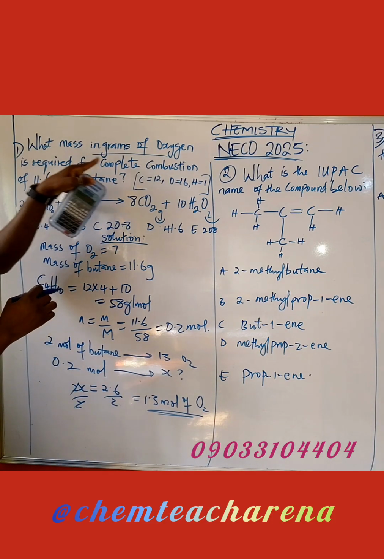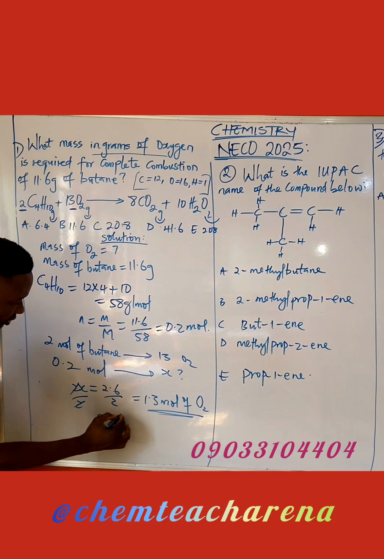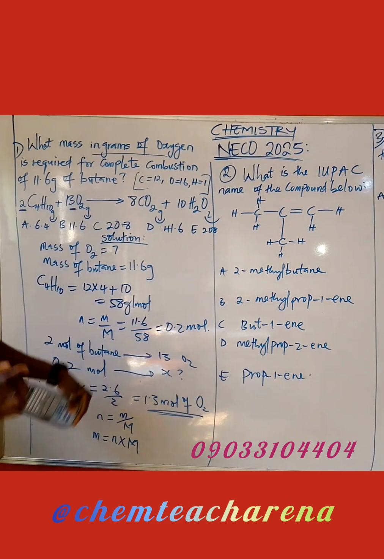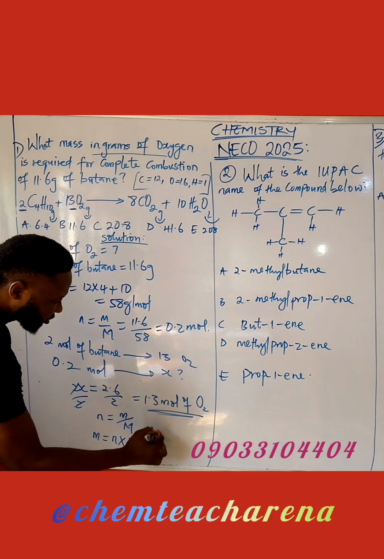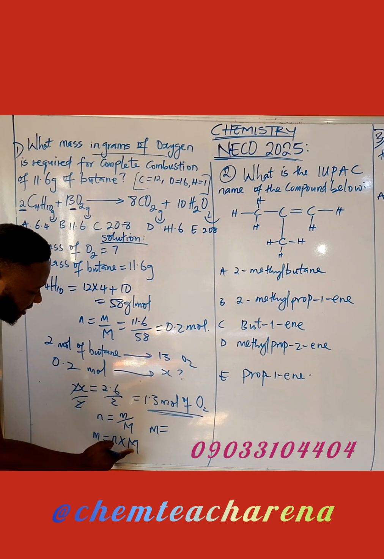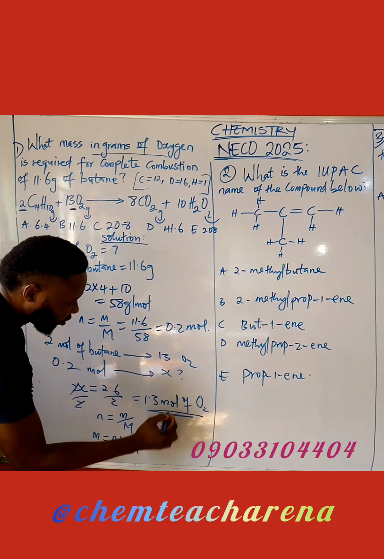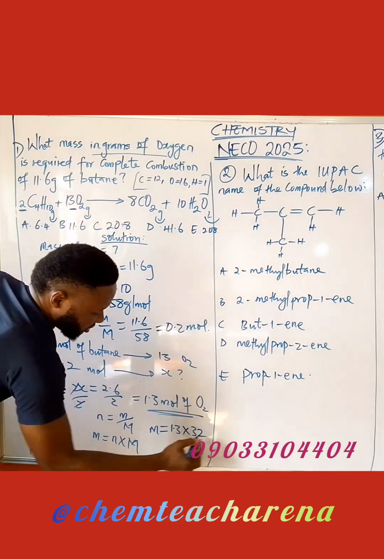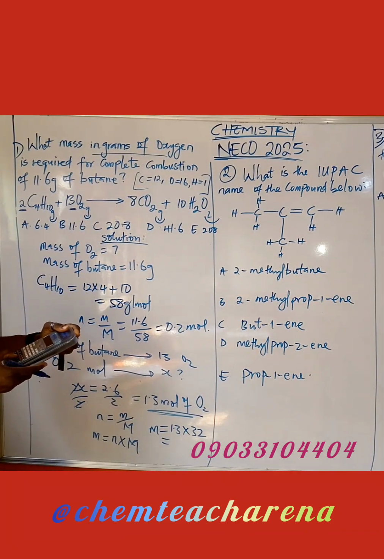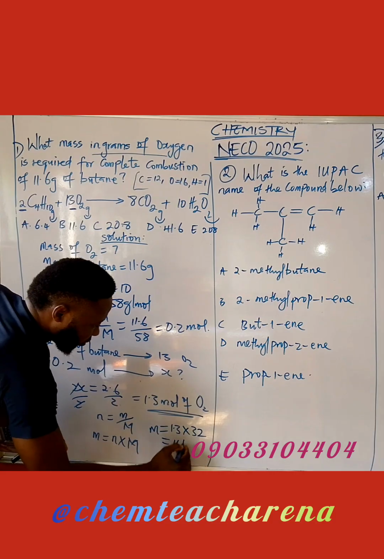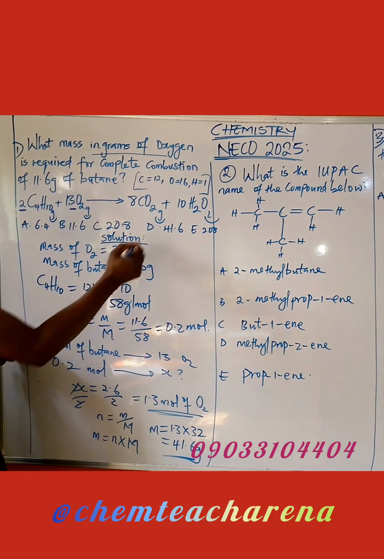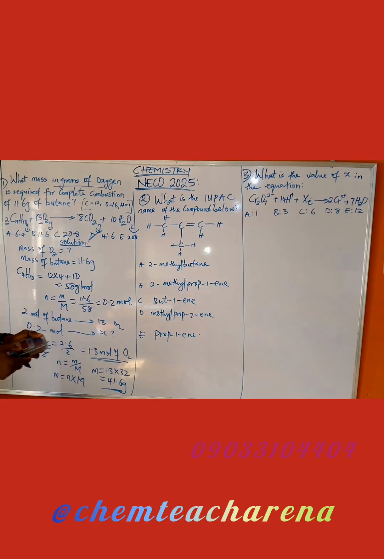But the question says what mass in gram? So mole is equal to mass over molar mass, then mass is equal to mole times molar mass. The molar mass of oxygen gas is 32. So mass of oxygen equals 1.3 times 32, which is 41.6 gram of oxygen. So our answer is D. All right, we move on to the next one.